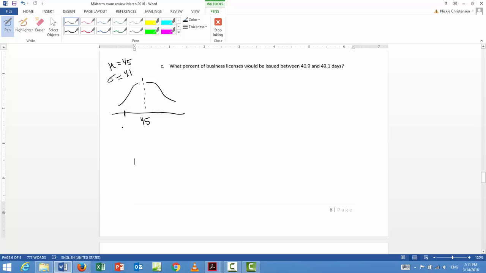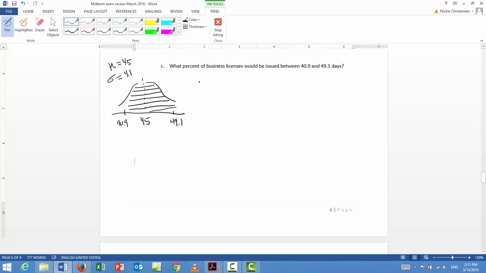Okay? So we want to know the percent of data that is between 40.9 and 49.1. All right? So the question is asking us, we want to know this whole area of the curve that I'm going to stripe. Okay? The area between those two numbers.